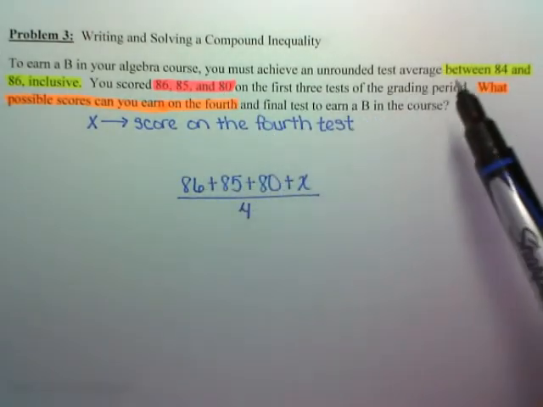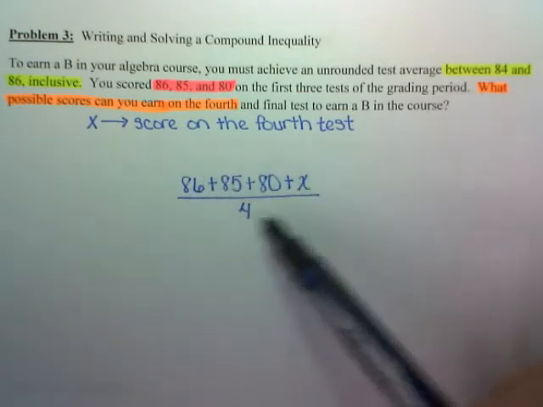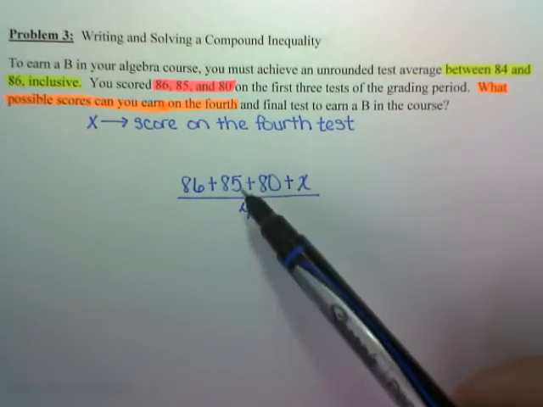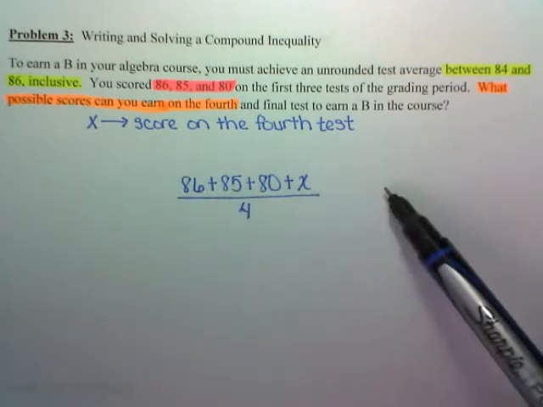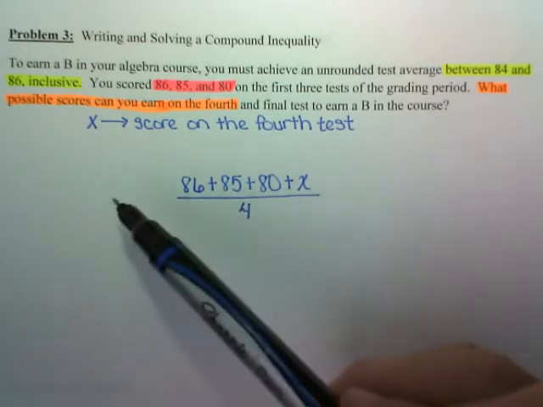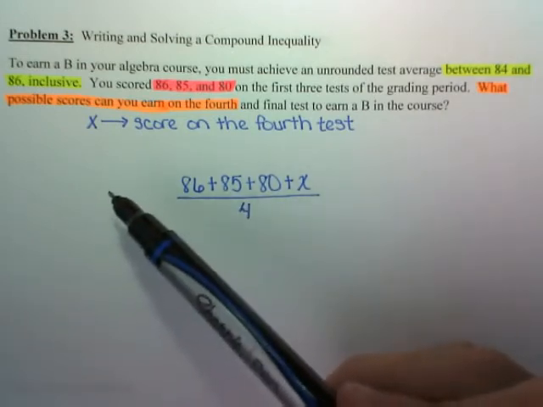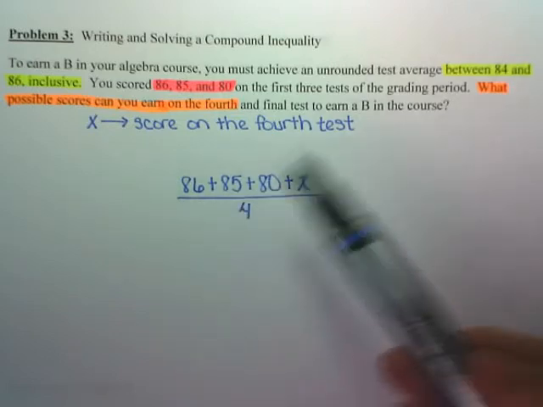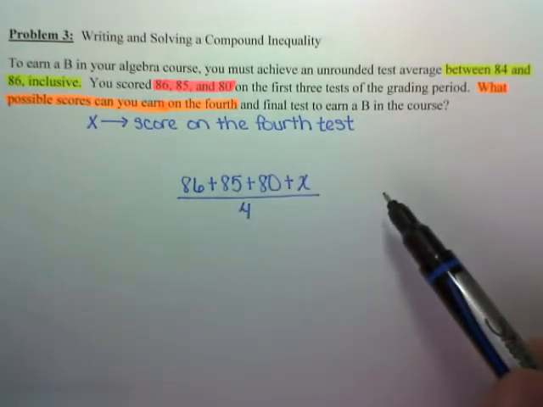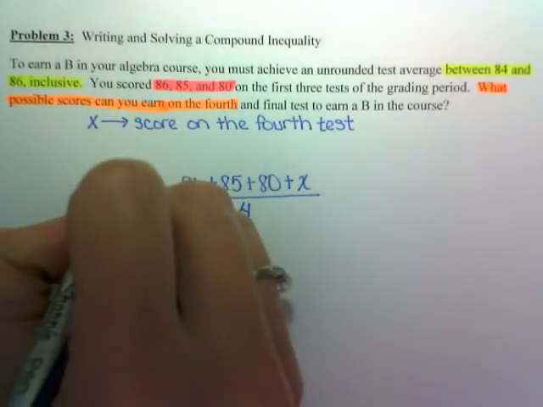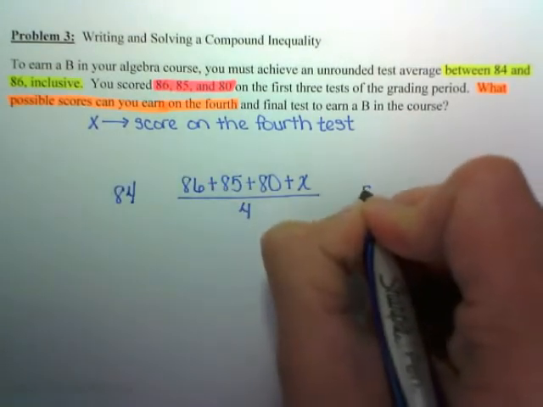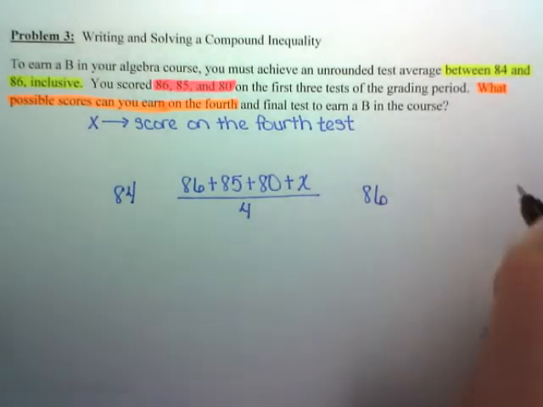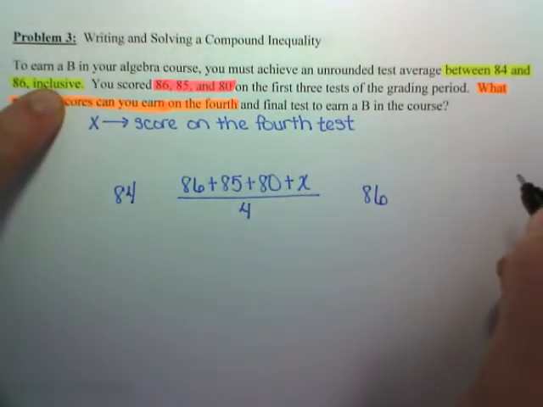So let's go back to what I have in yellow. When I find whatever this answer is, I want it to be between 84 and 86. So the lowest score that I will accept is an 84, and the highest score that I will accept is an 86. So those are our endpoints for this problem. 84 is the lowest I'll accept, and 86 is the highest. Now it does say inclusive.